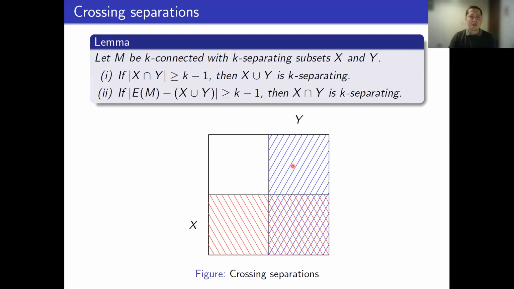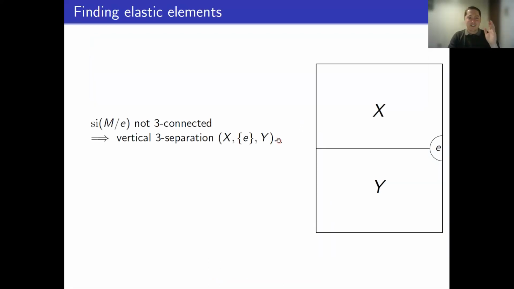I'm not spending too much time on this, but I thought I'd best put it up to remind people that separations do cross. Maybe not everyone plays with these all the time. So yeah, if X and Y were 3 separating sets and they met in at least 2 elements, then their union would be 3 separating. And we use that tool a bit. I'm not going to impose a horrible proof on you guys. I'll just tell you that's there in the background.